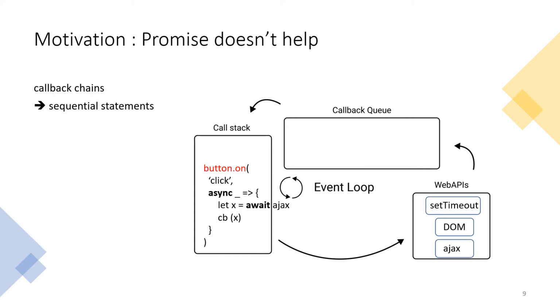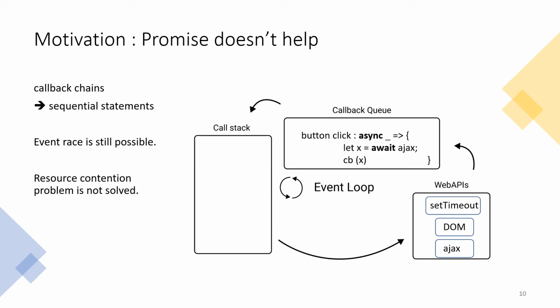Promise abstraction helps convert callback chains to sequential statements, but it does not help us in this scenario. Event races are still possible since promises do not provide synchronization primitives to protect shared resources. In our example, there is a race between the button click event and the AJAX event, which cannot be resolved by the promise abstraction.